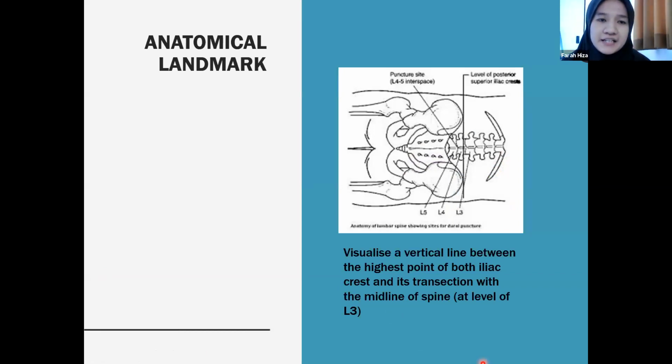So the anatomical landmark is where we take both highest points of the iliac crests, and then we visualize an imaginary line between the 2 iliac crests, and then we detect the level of L3. So that's how we detect the anatomical landmark for the lumbar puncture, and then we mark it either with a pen or with your thumb.